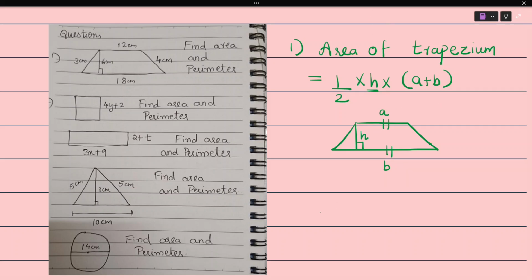Now we are going to find the area of this trapezium whose height is given as 6 centimeter and opposite sides are 12 and 18. So area of trapezium is equal to half into h into a plus b. So instead of h I am going to write 6 into a plus b. Here the parallel sides are 12 and 18 centimeter. So this will give me half into 6 into 12 plus 18, which gives me 30.